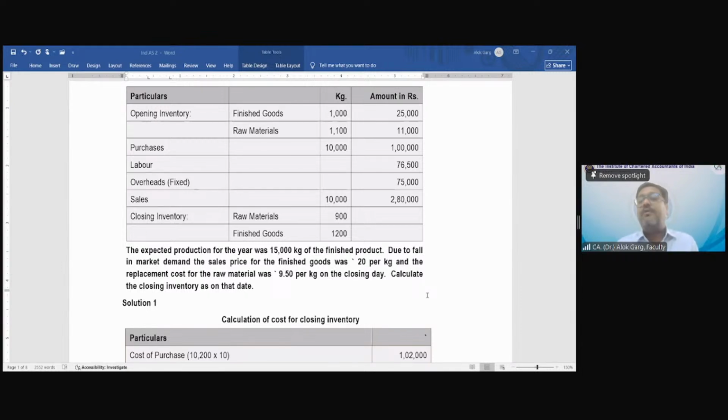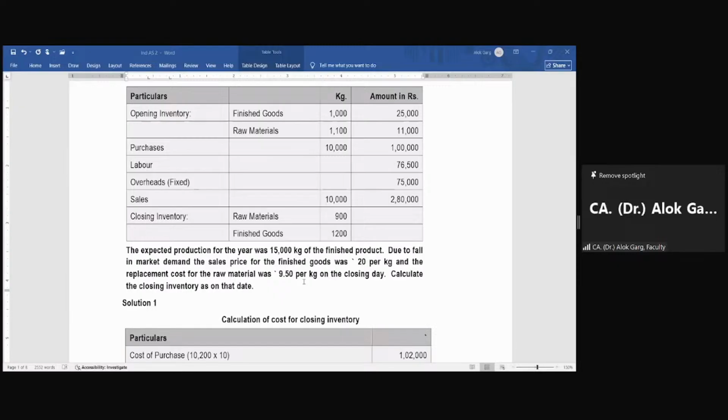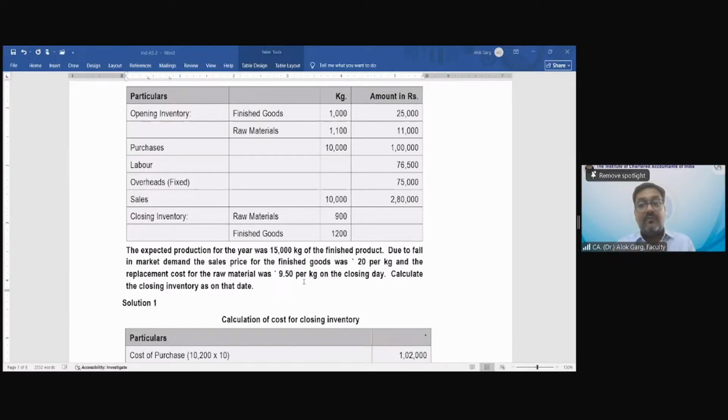So first of all, what do we need to do? First of all, we need to compute the cost of the closing inventory, right? So what is my cost of purchase? 1 lakh rupees. So my 10,000 kg, 1 lakh rupees. So purchases is given at 10,000 unit into 10, which is 1 lakh rupee. Okay. So basically this is my cost of purchases.